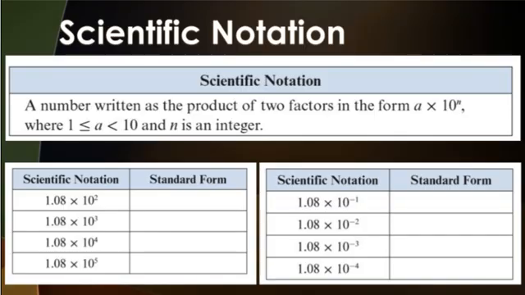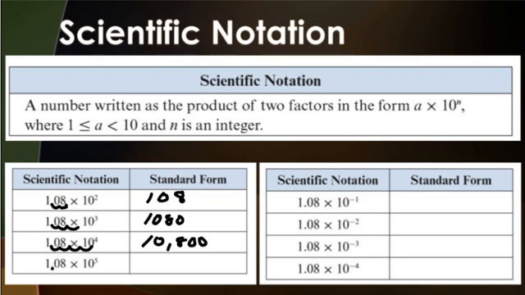So let's look at some examples here. Scientific notation to standard form. Standard form is just what is the actual number. So 1.08 times 10 to the second just means we move the decimal point 2 places to the right, which would give us 108. 1.08 times 10 to the third, I move it 3 places, so this would be 1080. 1.08 times 10 to the fourth, I move it 4 places, so this would be 10,800.